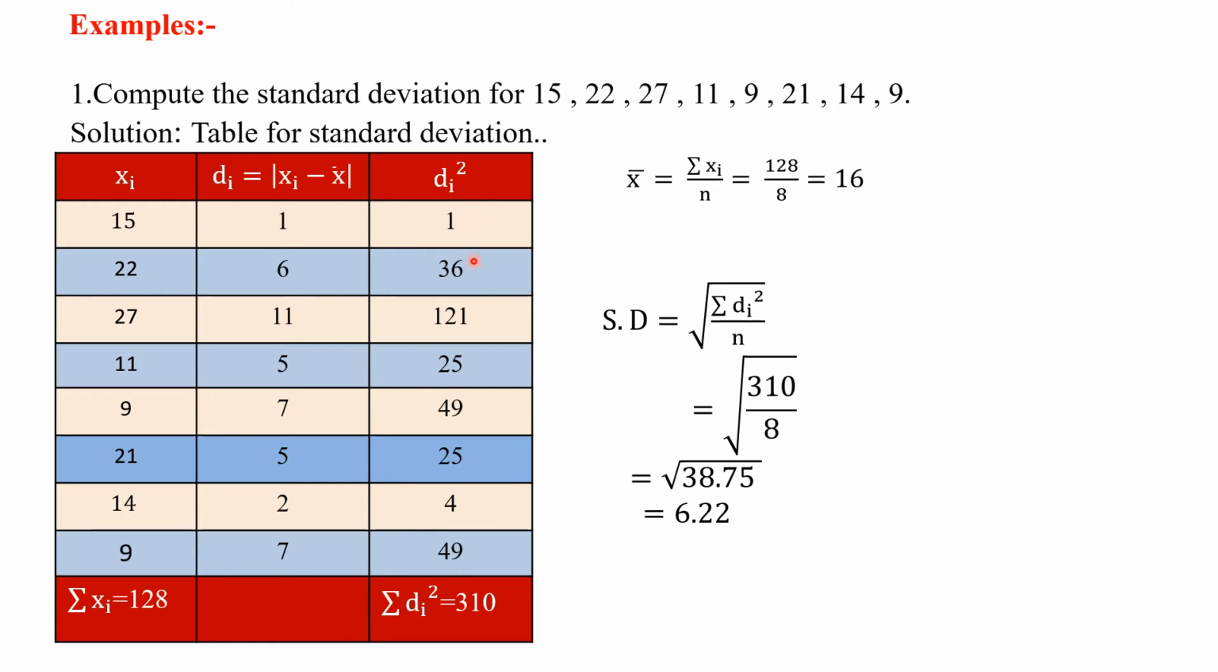Our next column is di square. Square of 1 is 1, square of 6 is 36, square of 11 is 121, square of 5 is 25, square of 7 is 49, square of 5 again 25, square of 2 is 4, and finally square of 7 is 49. Let us take the addition of all these di squares, which comes out to be 310. Then the standard deviation is square root of summation di square upon n, which is nothing but square root of 310 upon 8, that is equal to square root of 38.75, which comes out to be 6.22.